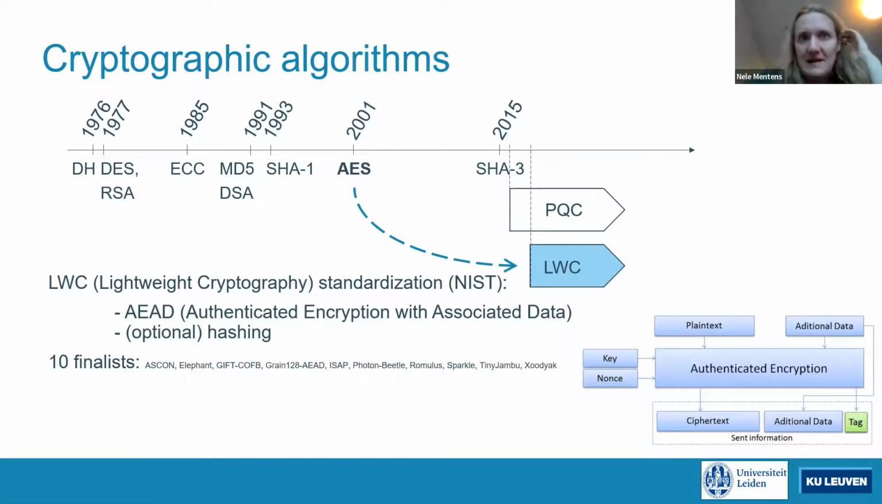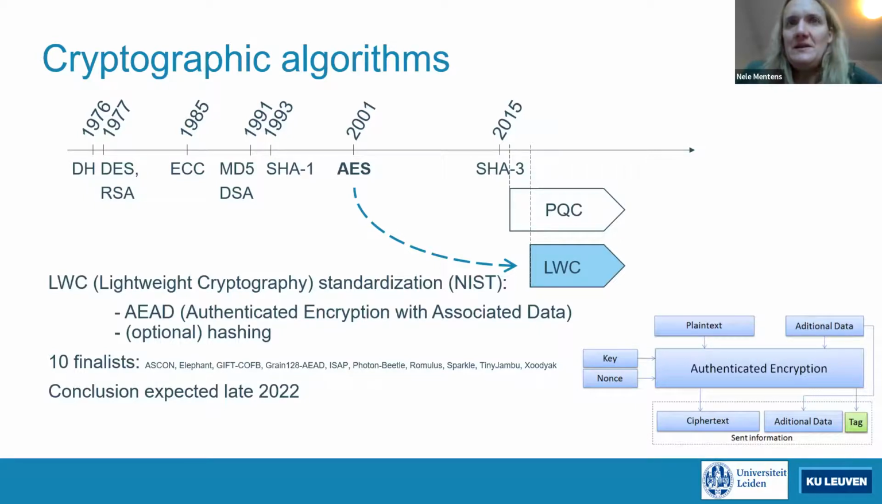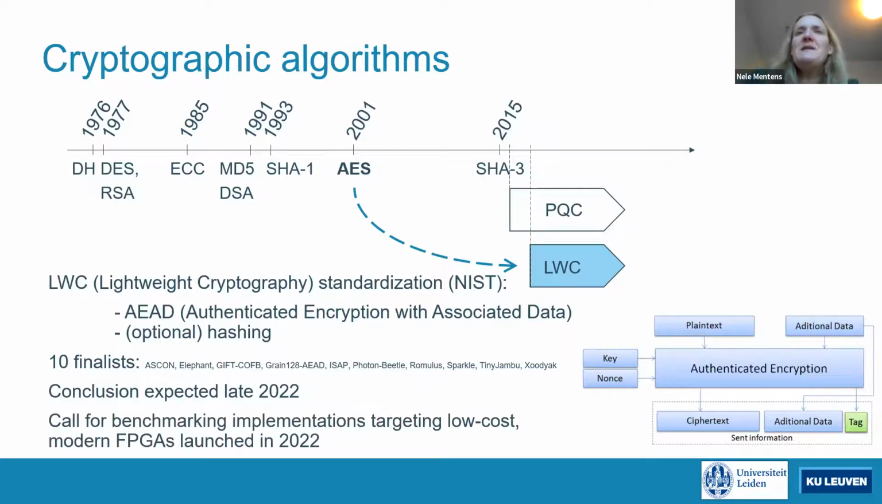But there are still 10 finalists in the running of this competition, and they are listed here. And the conclusion is expected late 2022. Now, why am I mentioning this? Because this lecture is also about FPGAs. There's also a call for benchmarking implementations targeting low-cost modern FPGAs. And this call was launched in 2022, so people are working on that now. The call is for benchmarking implementations on FPGA, but also for physical attack security or side channel security.